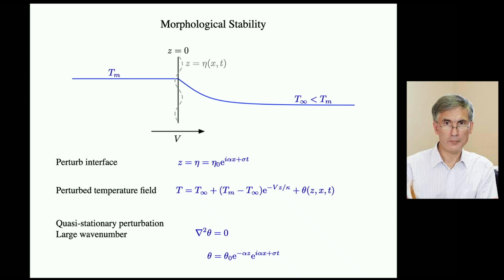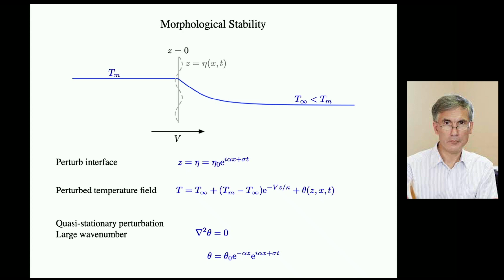So we'll start with a temperature field that decays exponentially into the far field. That's the form that we saw before. And we're going to add to it a small perturbation, theta, which can depend on z, the direction into the liquid, the transverse direction x, and on time. And I'm going to make two approximations, and this is where I've really put a lot of things under the carpet where you can't see them, so as not to clutter the slides.